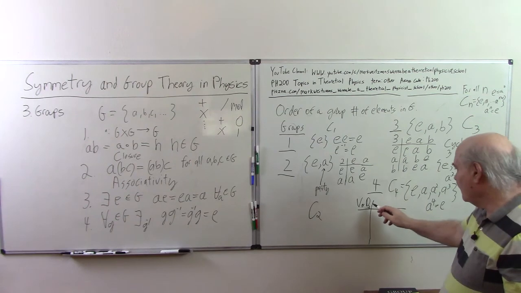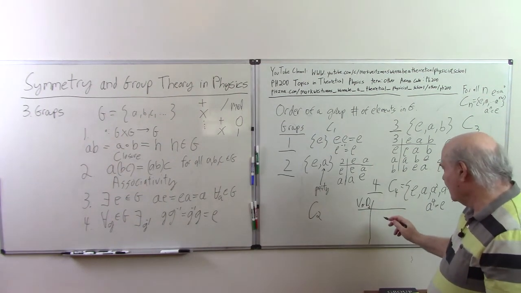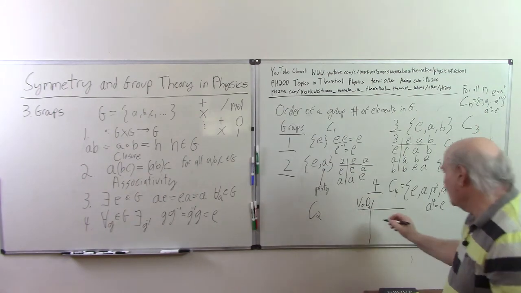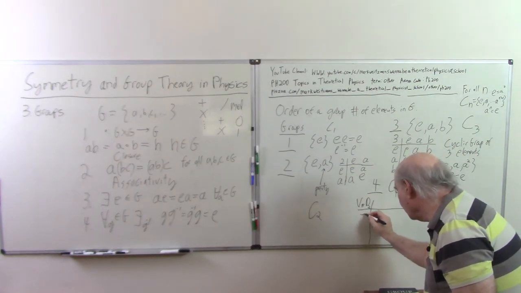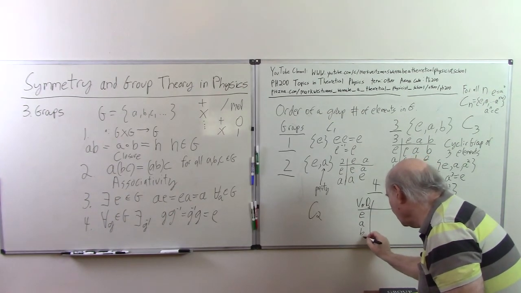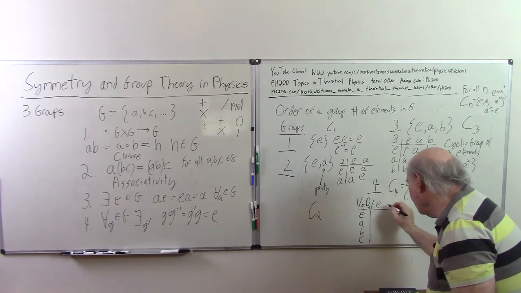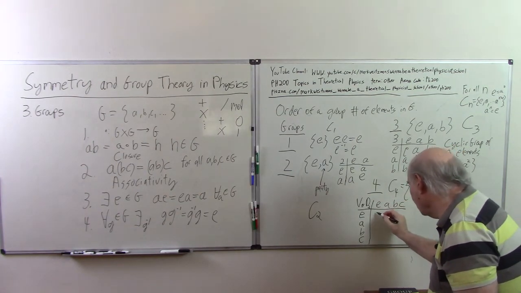So, but it's also called the dihedral group of two symmetries, and we'll talk about that later. But anyway, it's got 4 elements: E, A, B, C. I'll fill in.